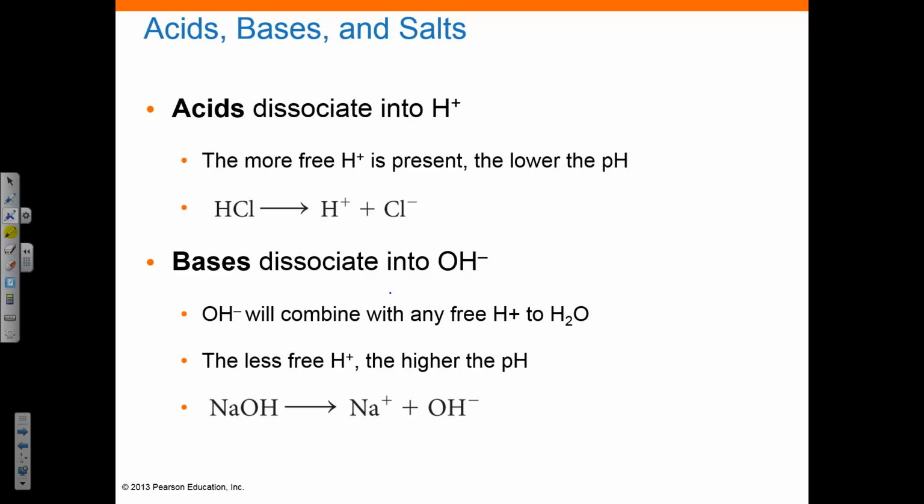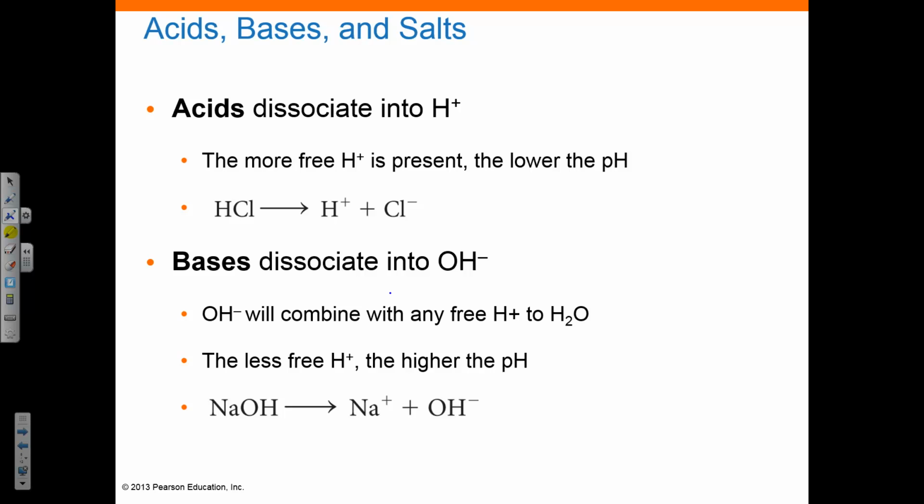Bases often dissociate into OH- ions, known as hydroxide ions, and are defined as substances that can remove hydrogen ions from solution. The hydroxide ions can combine with free hydrogen ions to form water, thus removing the hydrogen ion from solution. As we have learned, the lower the concentration of hydrogen ions, the higher the pH becomes, heading towards the basic end of the scale.